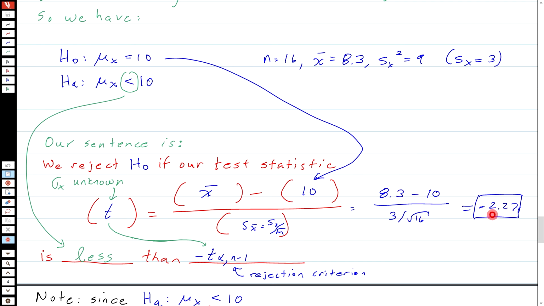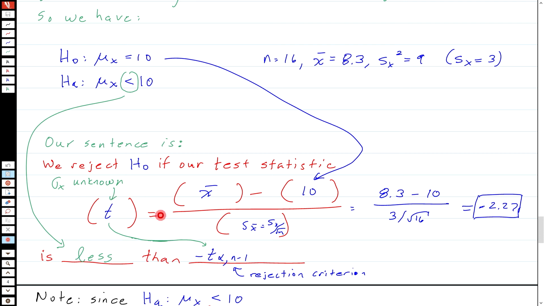I get minus 2.27, which basically is saying that x bar is 2.3 standard deviations below the claim of 10. And then I complete my sentence. The rest of the sentence is something then something. And the first something is whatever you've got here. If this is a less than, you use the word less. If it's a greater than, you use the word greater. And if it says not equal, then it's either less than or greater than. Okay, so this is less than, so we're now looking in the negative direction.